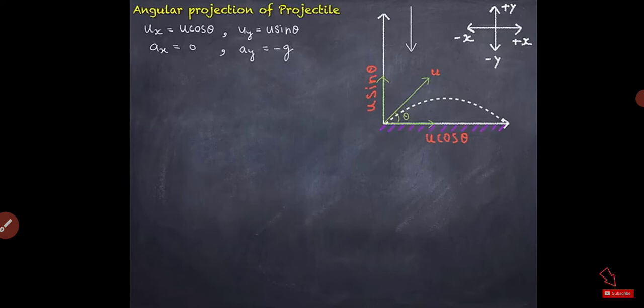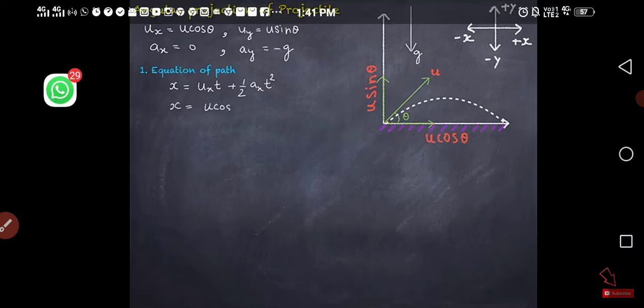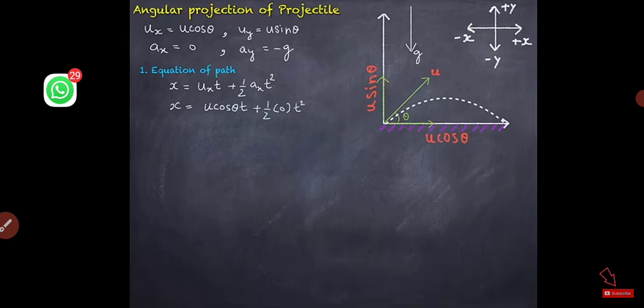Why minus g, students? Because we are throwing the object in the upward direction but it is coming down under the action of gravity alone. So using the equation of path, that is x is equal to ux t plus half ax t square, along the x-axis only first. Put the value of ux is equal to u cos theta and ax is equal to 0. Then you know what will happen. ax is 0, so the second term will reduce to 0. x is equal to u cos theta t.